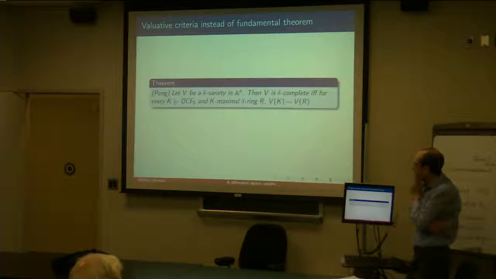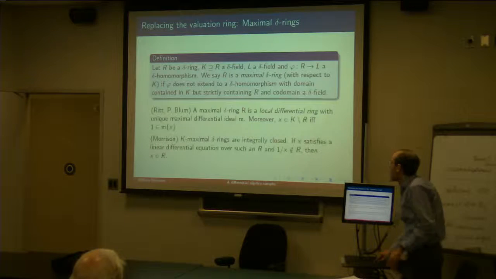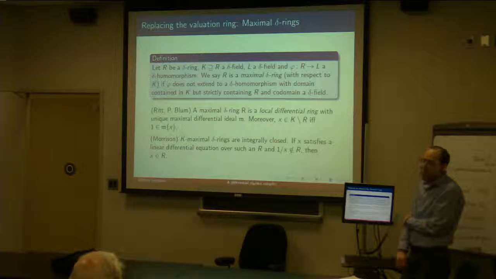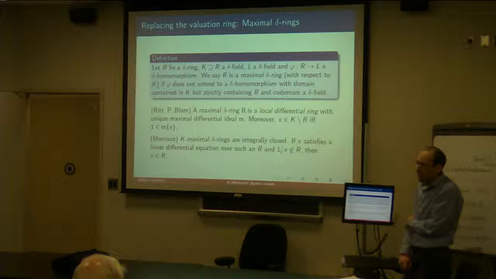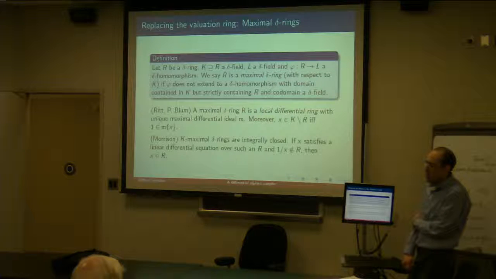So it's that. Oh wait, R is integrally closed in K? Yeah. So is that always true? Yes. The K maximal delta rings are integrally closed. But so what if the field is the differential closure of Q? A differential closure. Can you find one of those maximal delta rings whose field of quotients is the differential closure of Q? Do you know that?